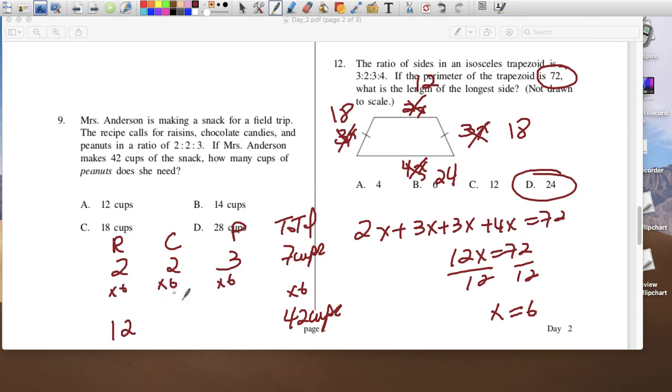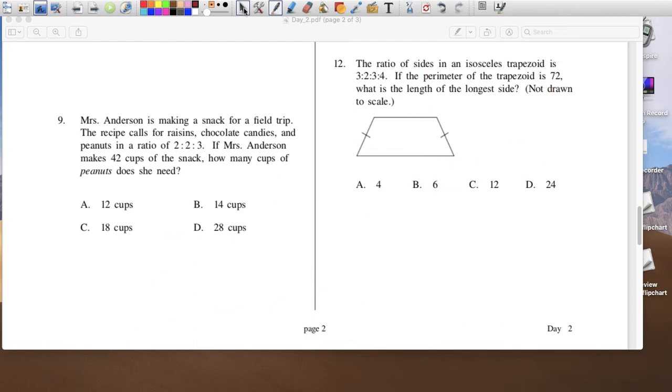2 times 6 is 12, so I need 12 cups of raisins, 12 cups of chocolate candies, and 18 cups of peanuts. 18 plus 12 is 30, and 30 plus 12 is 42, and that matches what we want.